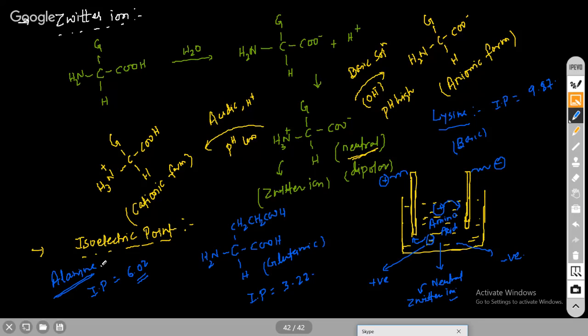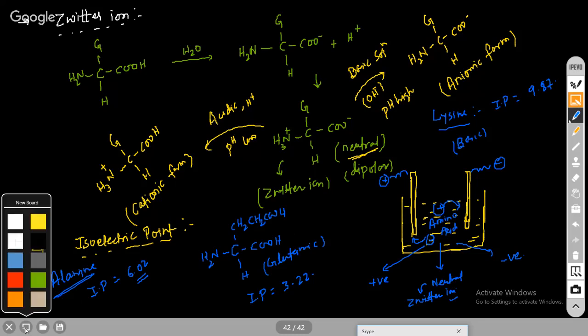Okay, so this is the discussion about amino acids. Now we'll see the two different types of amino acids we have, which are essential and non-essential. Just the definition we have to go through. Just write down next: essential and non-essential amino acid.